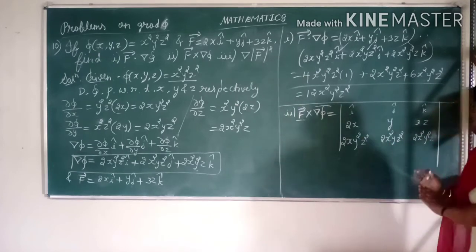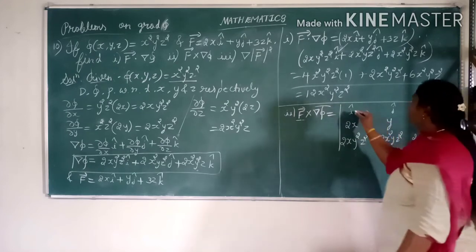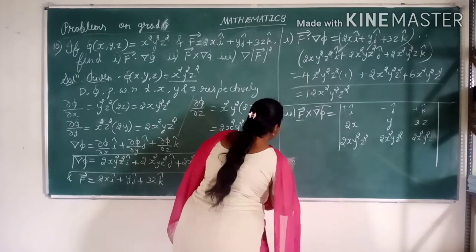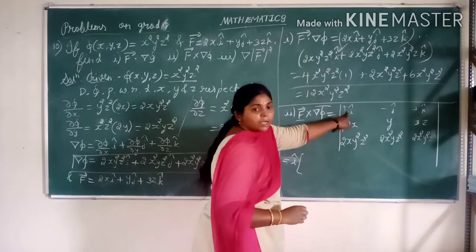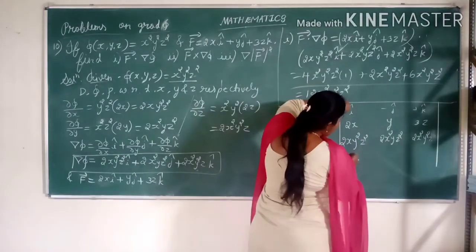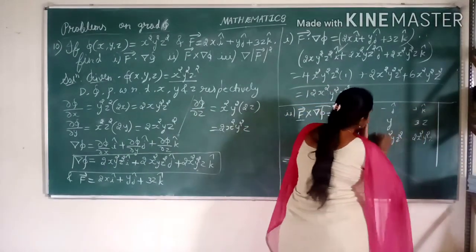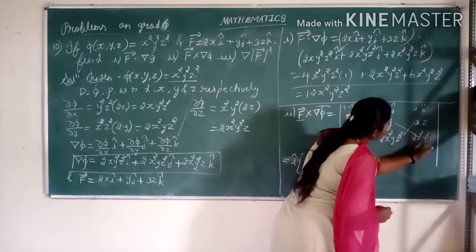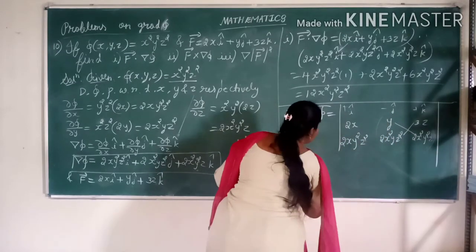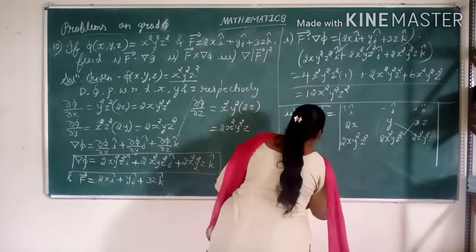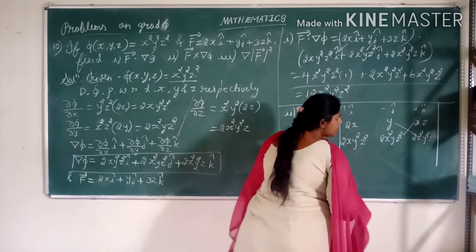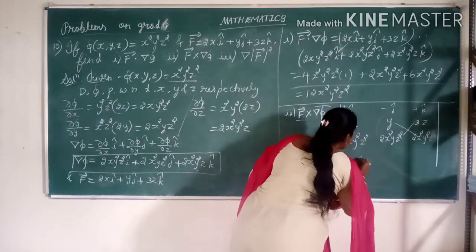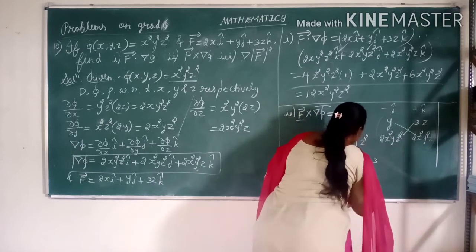Now we expand the determinant. How to expand? You know the signs are plus, minus, and plus. Here plus into i cap. That is equal to i cap into, leave the first column and the first row, and multiply these two and these two, the cross product. That is y into 2xy square, that is 2 into x square, y square into y is y cube into z, minus 3 2s are 6 into x square y z square into z is z cube.